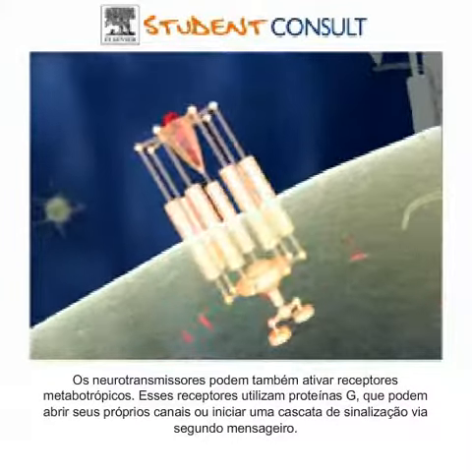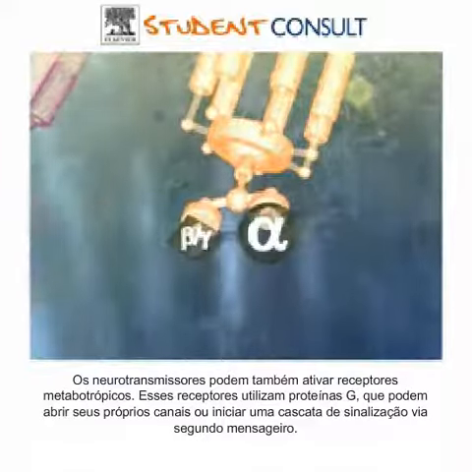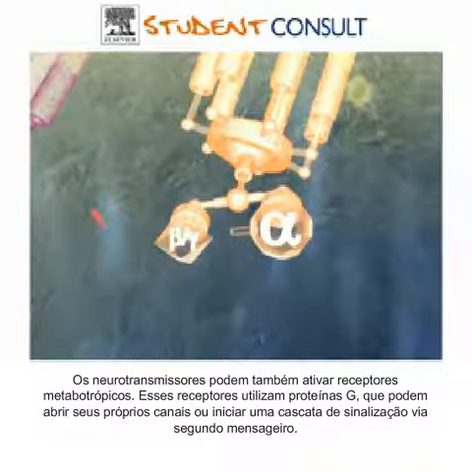Neurotransmitters can also activate metabotropic receptors, which use G proteins to either open a channel themselves or trigger a second messenger cascade.